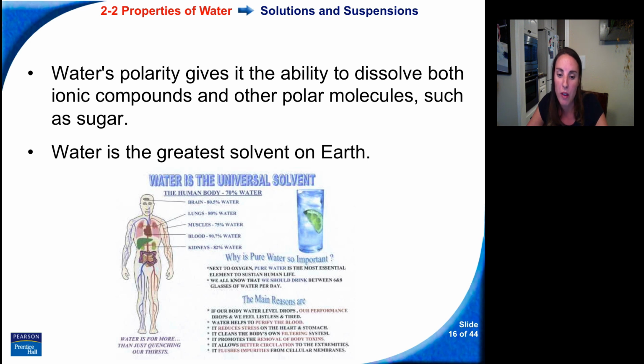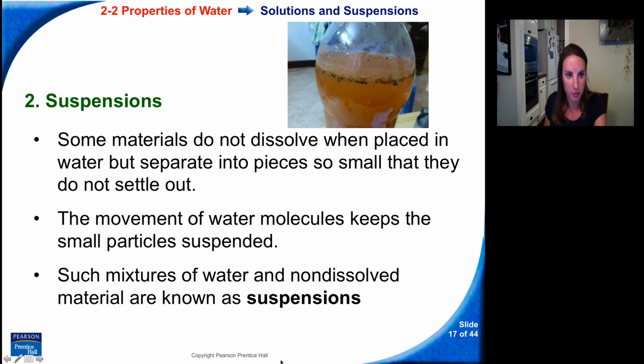Water helps to purify the blood. It reduces stress on the heart and the stomach. It cleans the body's own filtering system, so it helps clean out your kidneys and liver and makes it nice and not toxic. It promotes removal of body toxins, allows for better circulation, and flushes impurities from cells.